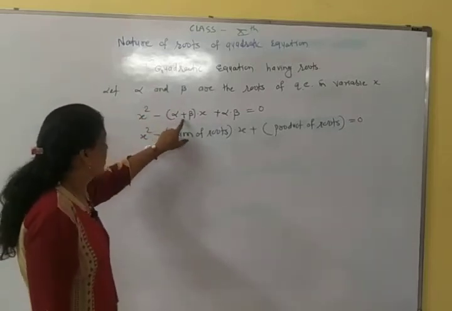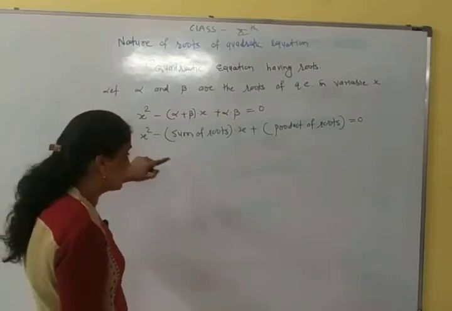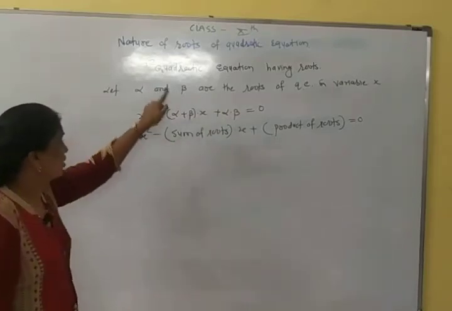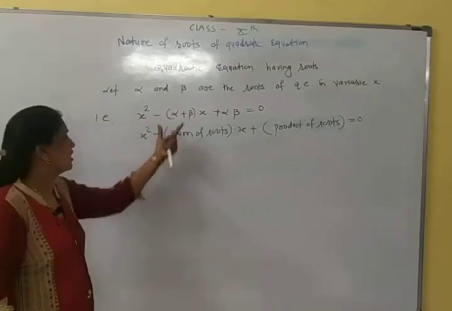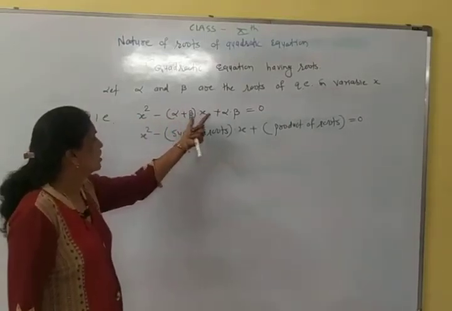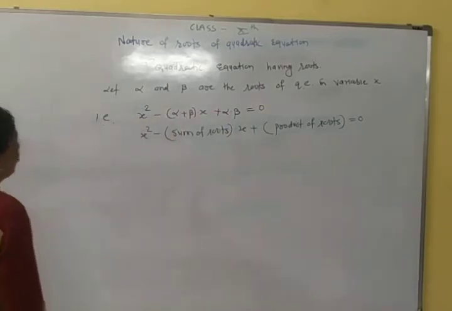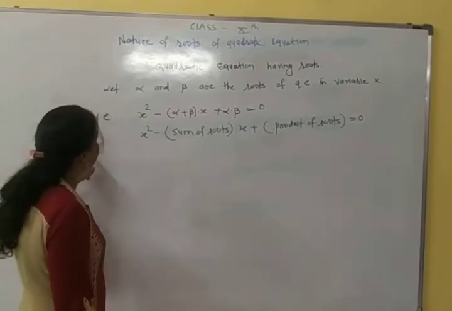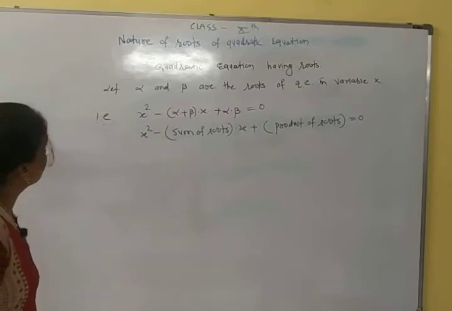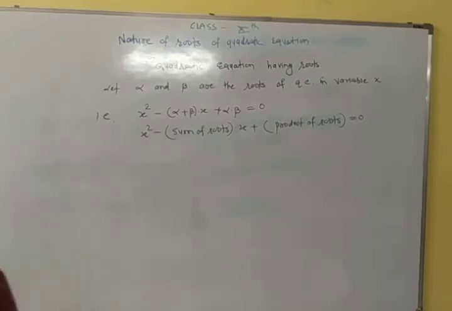There are two roots, alpha and beta, of a quadratic equation in variable x. Then we can write the quadratic equation as x square minus (sum of roots) x plus product of roots equal to 0. This is the quadratic equation having two roots, alpha and beta. Okay, from this information we can solve exercise 2.5.